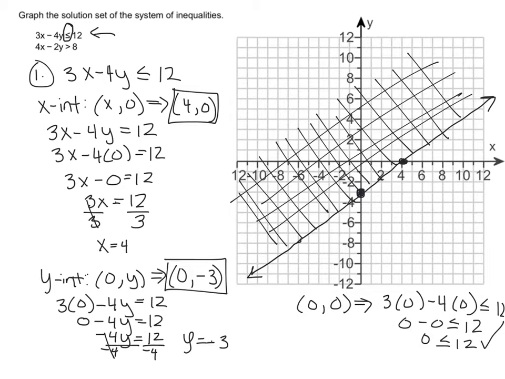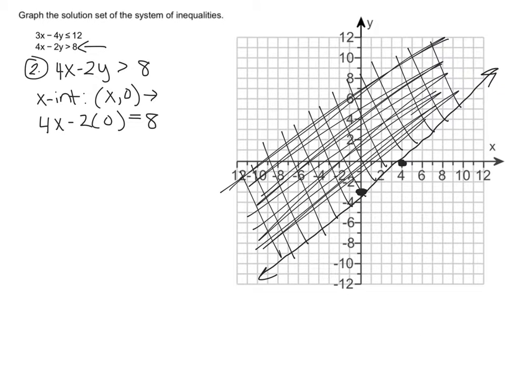Now I'm going to graph the second inequality. So we'll look at our second inequality, and first you'll find the x-intercept. So I'll plug a 0 in for y, and I get 4x minus 0 equals 8. So 4x equals 8. Then we'll divide both sides by 4, and we get x equals 2. So my x-intercept is 2, 0.